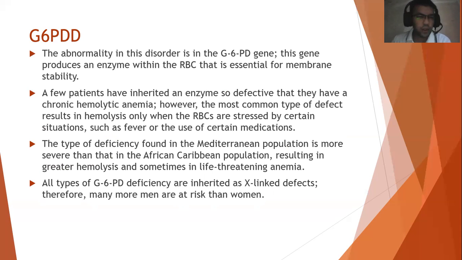So, infection or fever or certain use of medications can cause G6PD disease to occur. So, this type of deficiency is found again in the Mediterranean population, and it's more severe than that of the African Caribbean population, resulting in greater hemolysis and sometimes life threatening anemia. All types of G6PD deficiency are inherited as X linked defects. Therefore, more men are affected and are at risk than women.